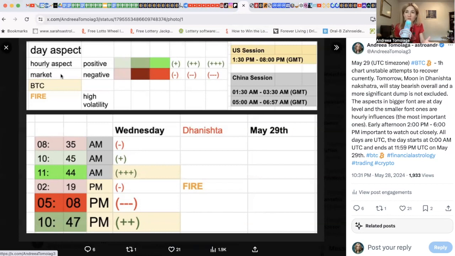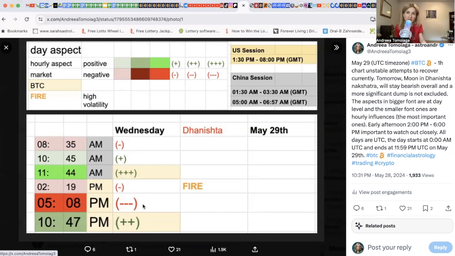And why was it diminished? We do have these day level aspects from yesterday. So we have one at 5 and 8 p.m., which is UTC time zone. It's 3 minuses. So this was very intense.